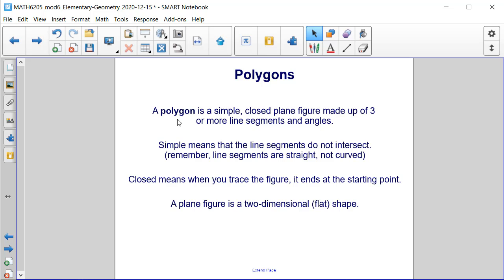as a direct translation. And remember that simple means that line segments do not intersect. Remember, line segments are straight and not curved. And closed means that when you trace the figure, it ends at the starting point, meaning you can create the shape from beginning to end without lifting your pencil. And my starting point over here is my ending point. And then a 2-dimensional or flat shape is a plane figure.